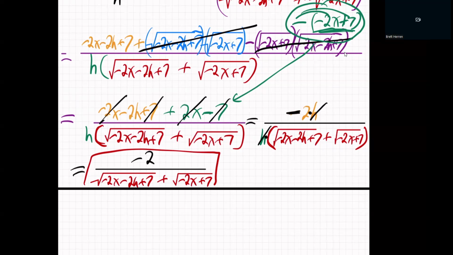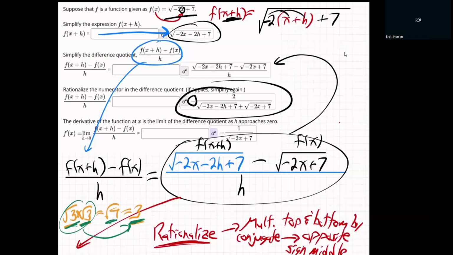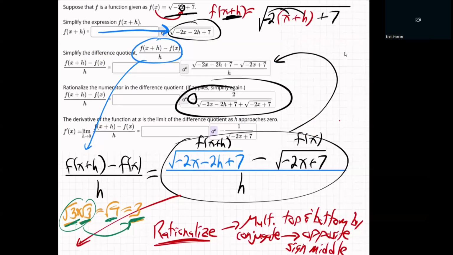Now you might say, yeah, but so what? They're on the bottom now. Do we want that? Well, yeah, it's actually going to do something nice. Last part now: they want us to take the limit of it as h goes to zero. Limit as h goes to zero, that is the derivative. That's what the derivative is.